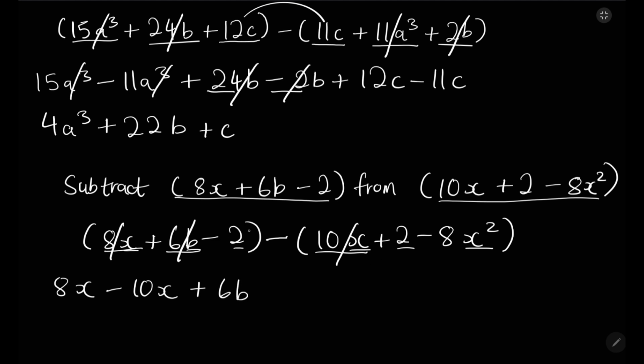Minus 2, do we have any like terms? Across the bracket we have plus 2. So this is minus 2 minus 2. We're done with this and that. Okay? Remember, it's this sign. That's why I said minus 2 minus that positive 2. Okay? We're done with that. What are we left with? Negative 8x to the power 2. So we're done with all the terms.